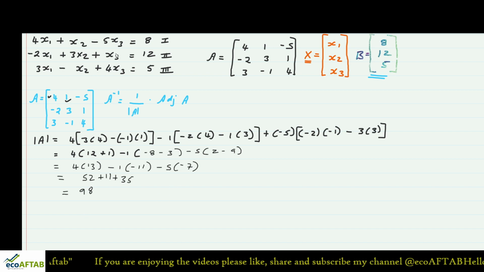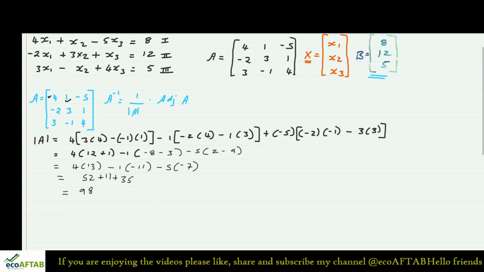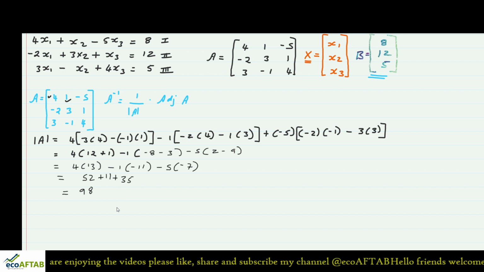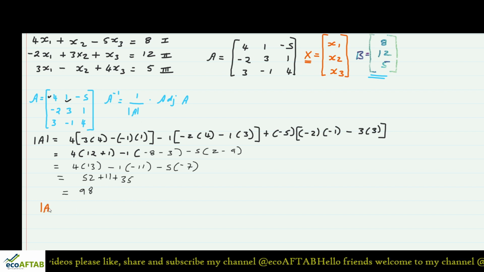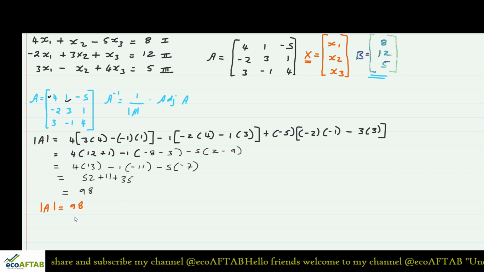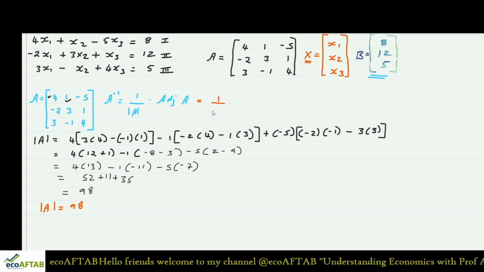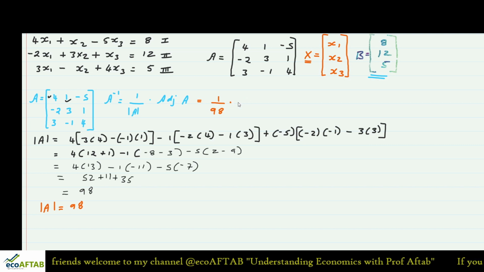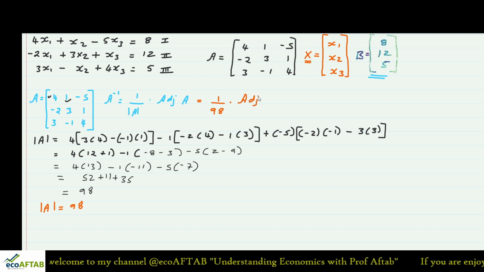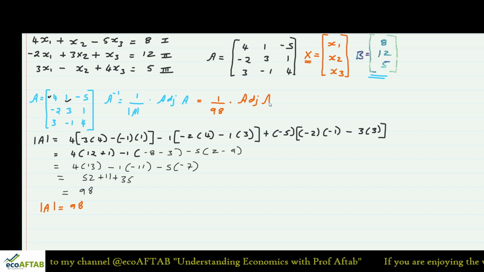So, friends, what I have got over here is the determinant of A is equal to 98. So in order to find the inverse of the matrix, the first thing that I got is 1 upon 98. Now my next job is to find what is the adjoint of A.